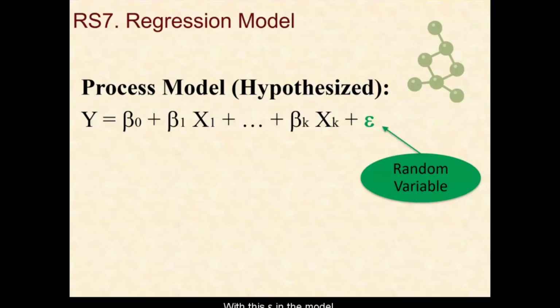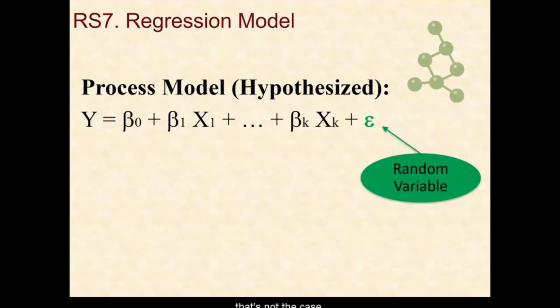With this epsilon in the model, we recognize that our model is a probabilistic model. In this way, the regression model is not like the deterministic models that you might see in certain sciences like physics. In physics, you might have a formula like force equals mass times acceleration. Given a particular mass and a given acceleration, the formula gives you a specific value of the associated force. And there's no uncertainty expressed about that value. In the regression model, that's not the case.